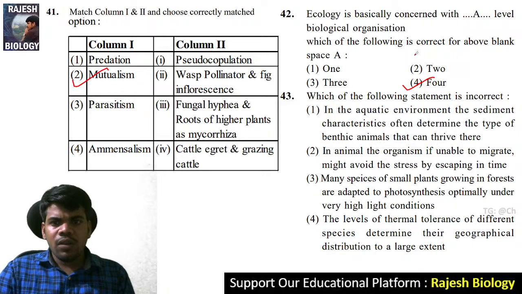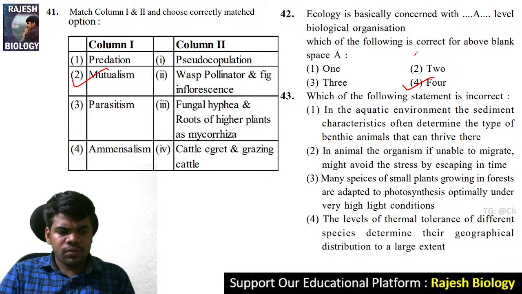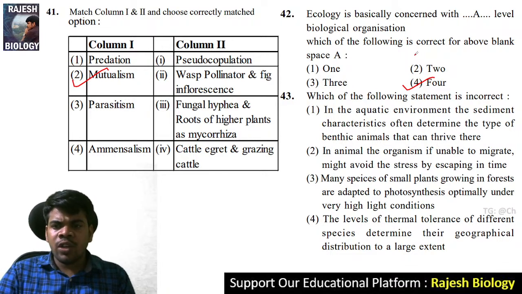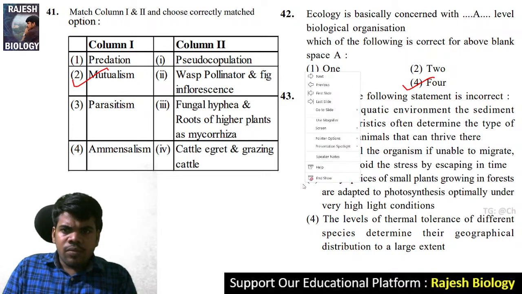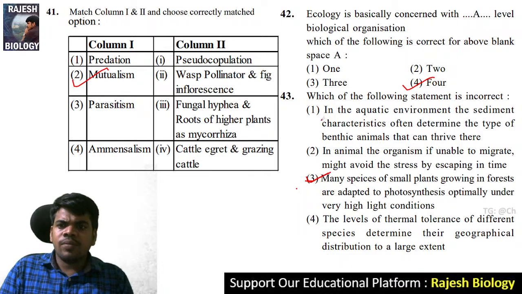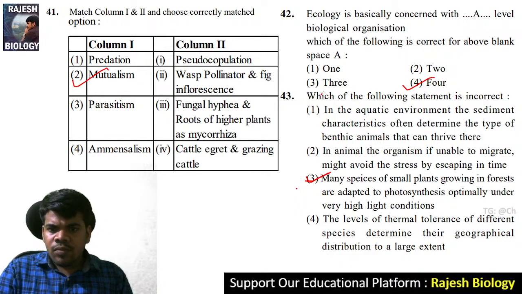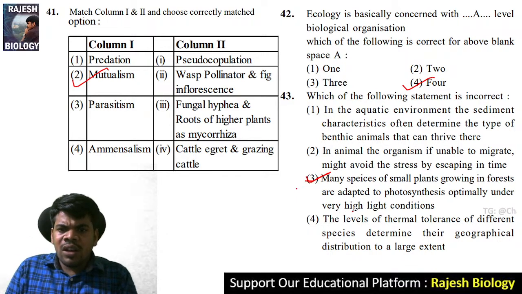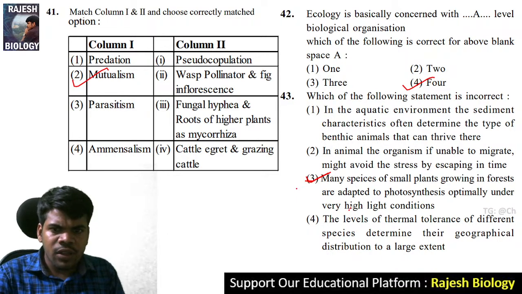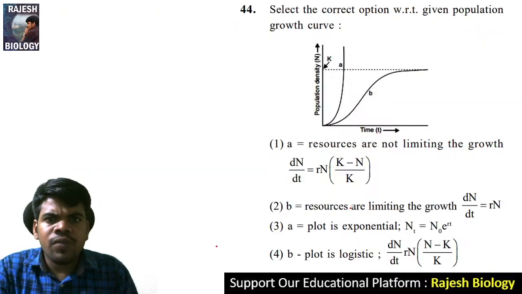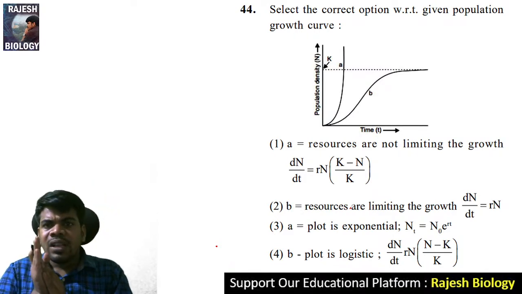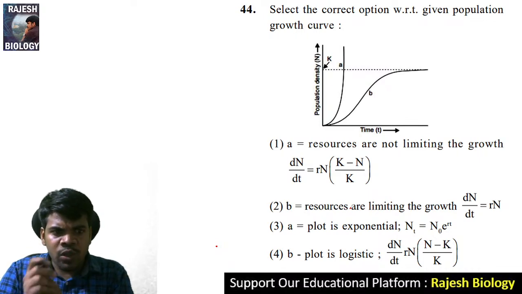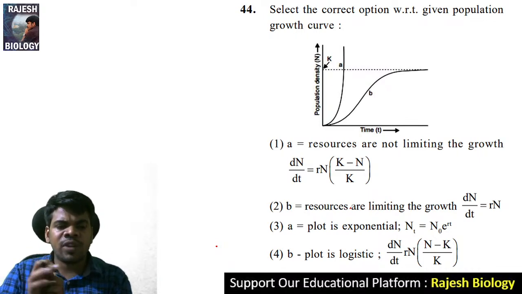43. Which of the following statements is incorrect? Many species of small plants growing in forests are adapted to photosynthesis optimally under very high light conditions. It is wrong. Very high light is wrong, very less light. Okay, 43 is 3. Yeah, come to the 44th question. Yes, correct, Chinnu. 44th. Select the correct option with regard to the given population growth curve.